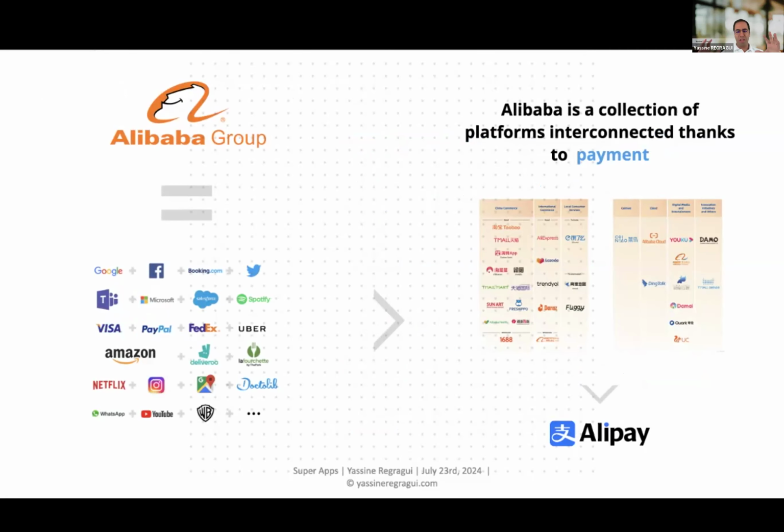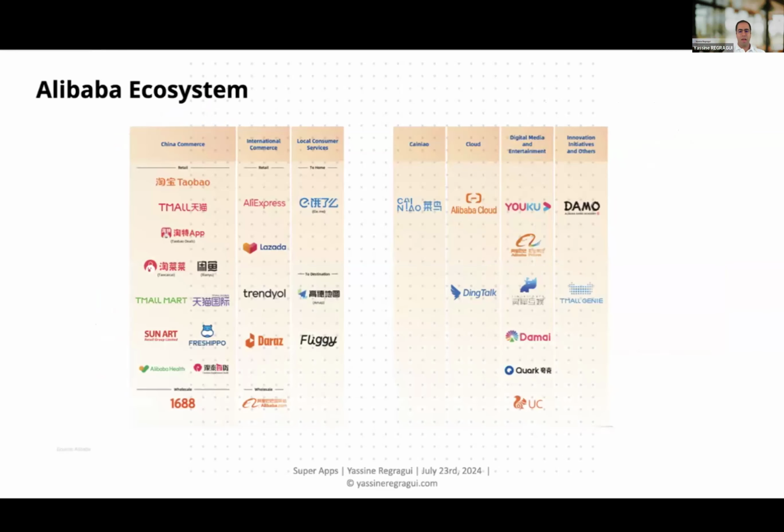So in order to connect all their ecosystem, they use Alipay, because Alipay is a platform not only to pay, but to include all the services from their platforms, but also from their partners. So on Alipay, you can also have access, for example, to partners' platforms like Uber or Grab, etc. It's not only developed by themselves. And this is an example of an ecosystem of Alibaba.